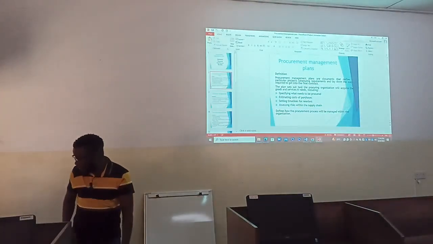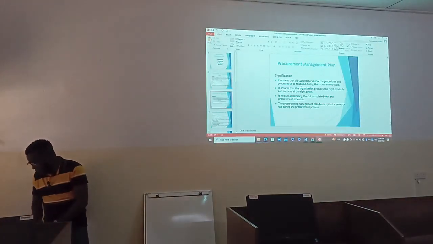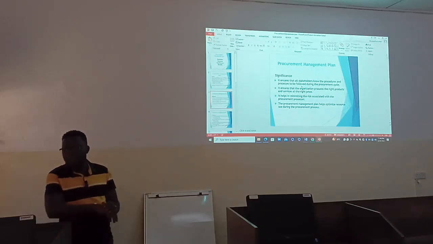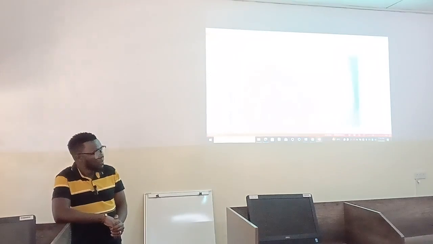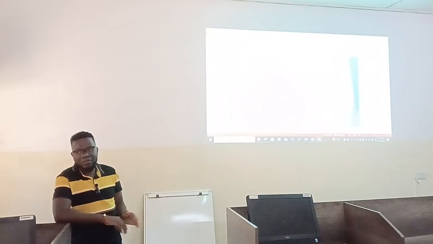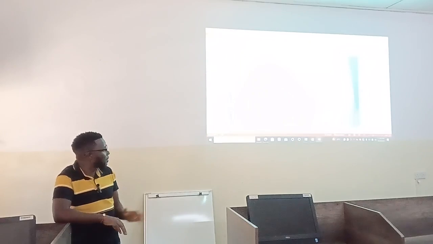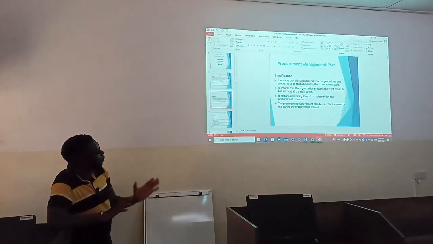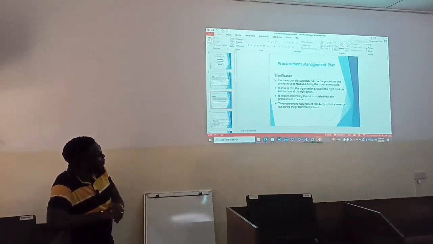Now, this document has its own significance. What's the significance of this thing? Do we really need to have this document? Yes, we do. Or we don't. If you say we don't, it means it doesn't have any significance. But if you say yes, we do, we need this one, it means it has some significance. So just in passing, we find that it ensures that all the stakeholders know the procedures and the processes to be followed during the procurement cycle.